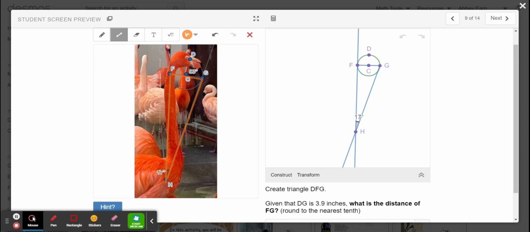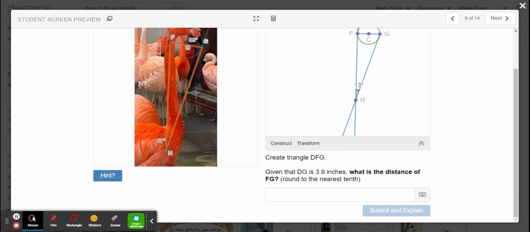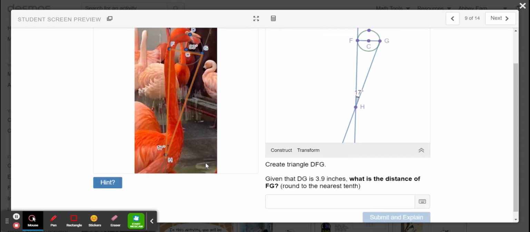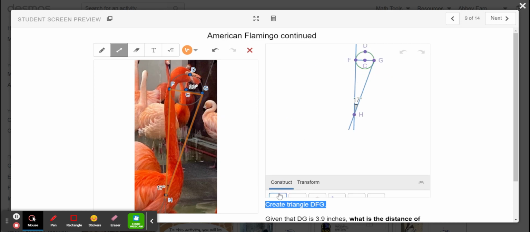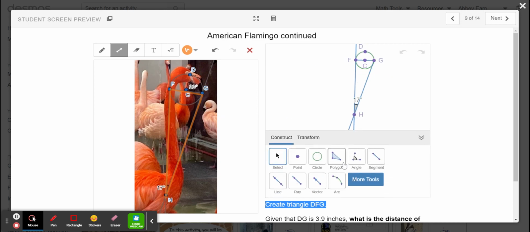We are also given that angle DCG is 90 degrees. We are told to first create triangle DFG. You can do that in the sketch pad with the flamingo, or you can also do that on the geometry tool using the construct and your polygon tool.